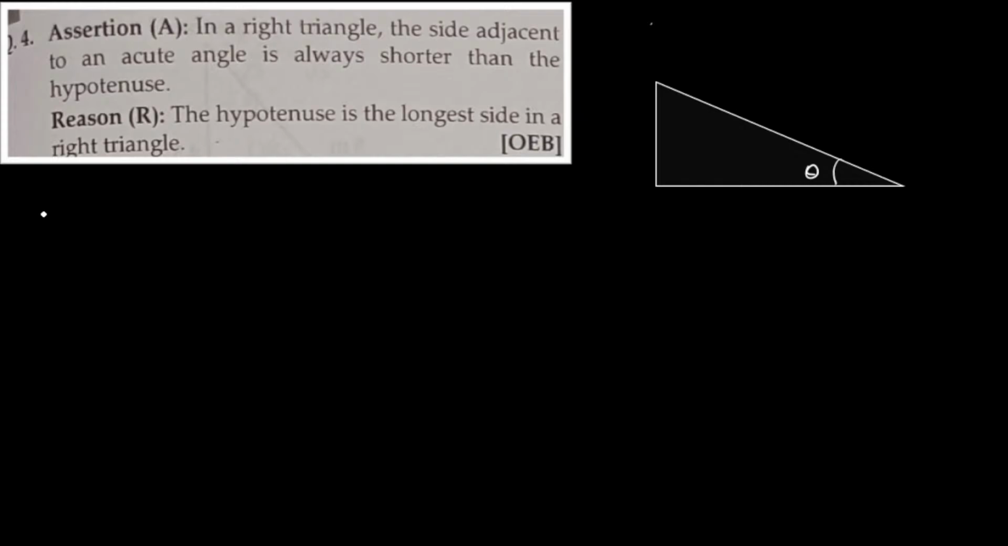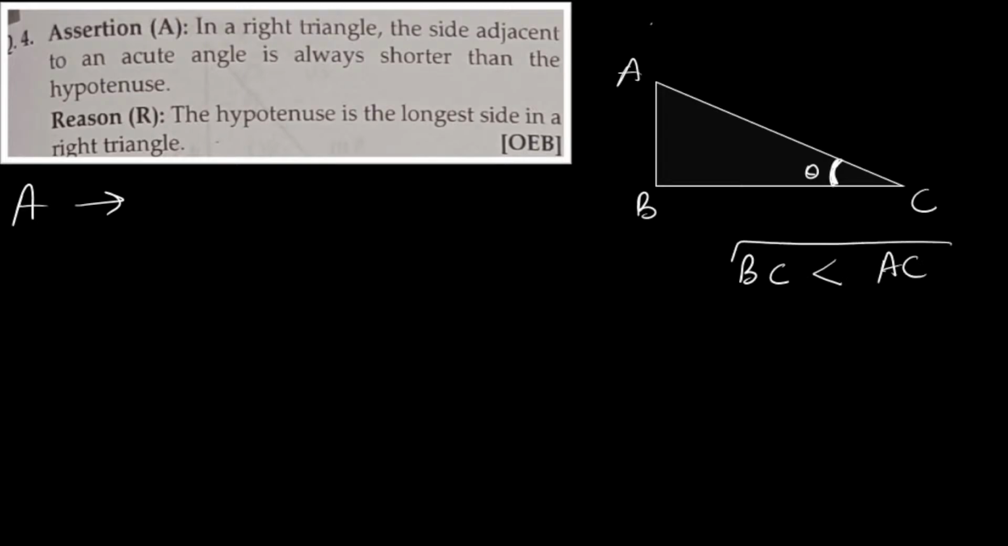So is it true? They are telling adjacent side. If this is ABC, adjacent side means base, so the base is BC. They are telling it is always shorter than the hypotenuse. Any two sides are always shorter, because the hypotenuse is the longest side. So that means A is true. In a right angle triangle, the hypotenuse is always the greatest side, so whether they are talking about the adjacent or opposite side, it will always be shorter than the hypotenuse.